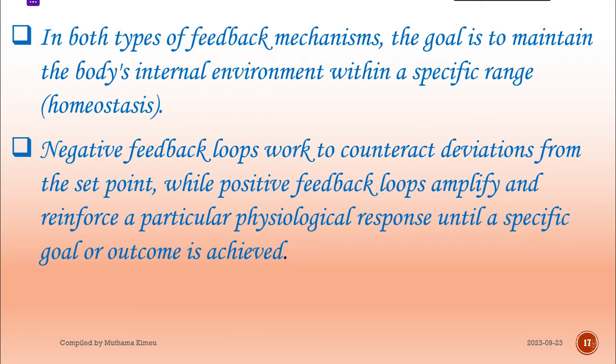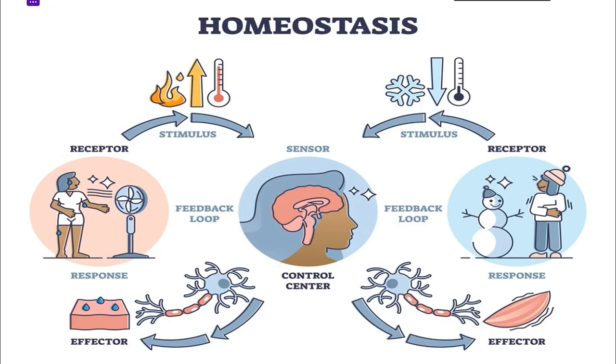We say in both types of feedback mechanism, that is negative feedback and positive feedback, the goal is to maintain the body's internal environment within a narrow range, that is homeostasis. Negative feedback, we said, counteracts deviations from the set point, but positive feedback amplifies and reinforces a particular physiological response until a particular goal is achieved. But even though they work in that manner, they both try to maintain the body's internal environment within a specific range.